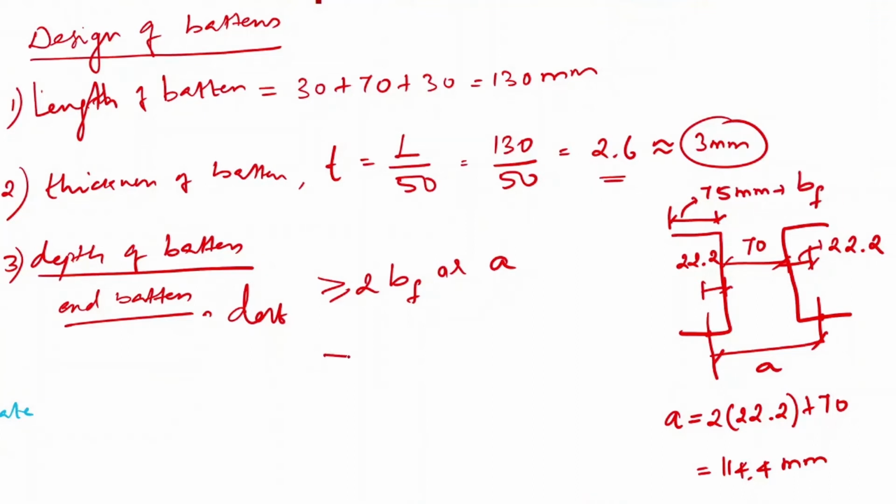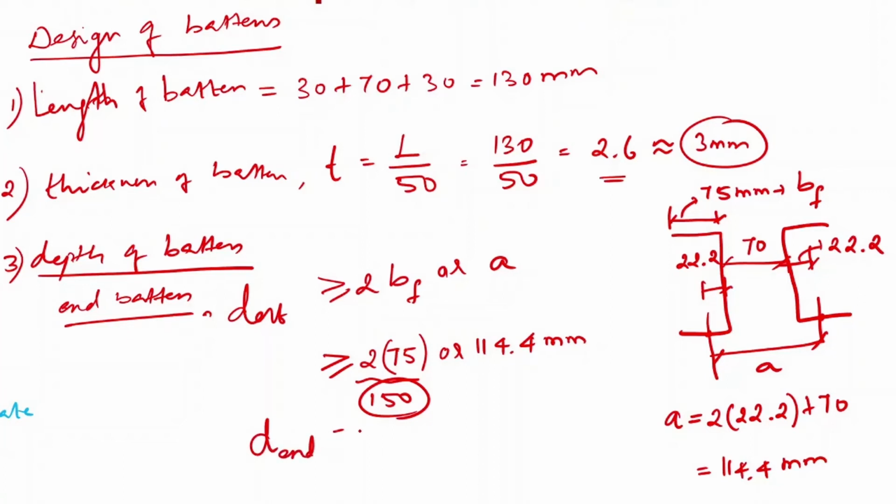So the depth of the end batten should be greater than or equal to twice the width of flange, 75, or 114.4 mm. Whichever is maximum, that is the minimum depth we need to adopt. So here we will get 150. This is the maximum value among these two, so that value we need to adopt as the effective depth of the end batten, which is 150.